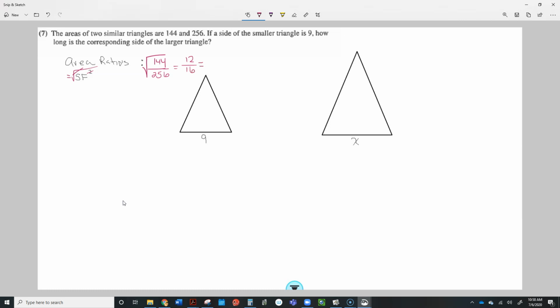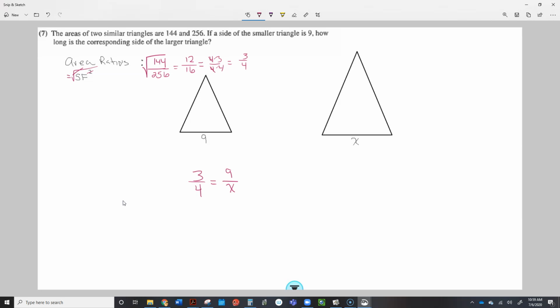Now 12 over 16 reduces, so I'm going to reduce it so that I can use smaller numbers. 12 over 16 will both reduce by, let's see, 4. That's 4 times 3, and that's 4 times 4. So those 4s cancel out. So my scale factor is 3 to 4. So I'm going to use that scale factor now. If 3 to 4 is my scale factor, then I'm going to put 9, because it's from the smaller figure, and its corresponding part, which is from the bigger figure, is going to go on the bottom.